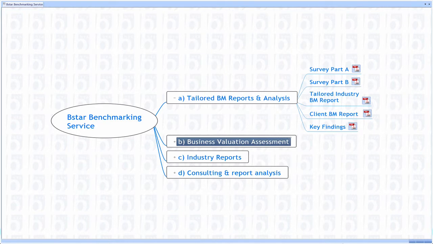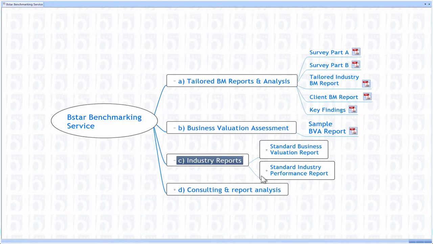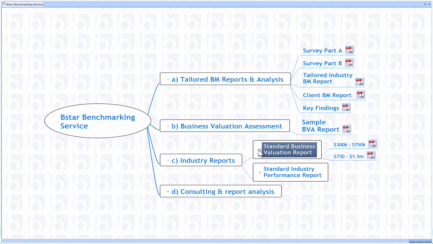The second component is the business valuation assessment, and so what we do here is that we produce a valuation report which highlights your cap rate, your profitability as measured by weighted EBIT, and therefore what we believe to be a true and impartial commercial value. The third component is the industry reports. So we break these into 2 sections. We have our standard business valuation reports. I'll just bring up a quick sample here with a fee range of 300 to 750k.